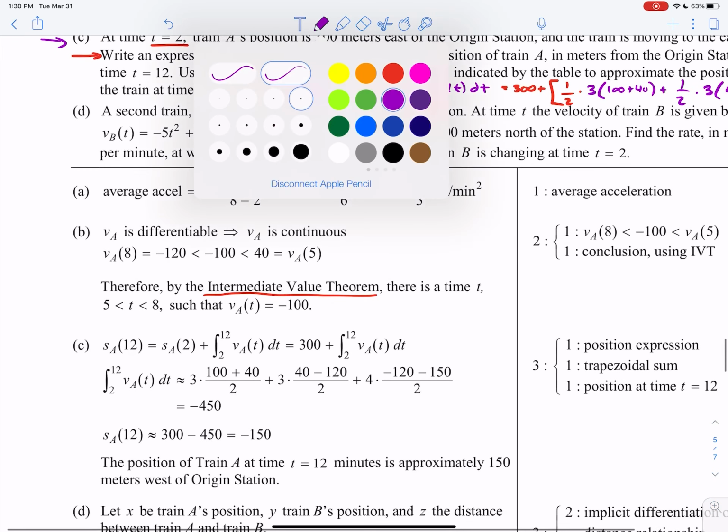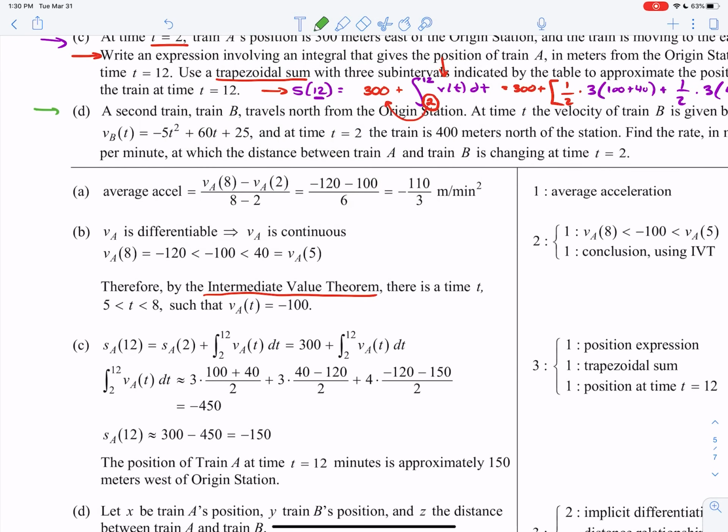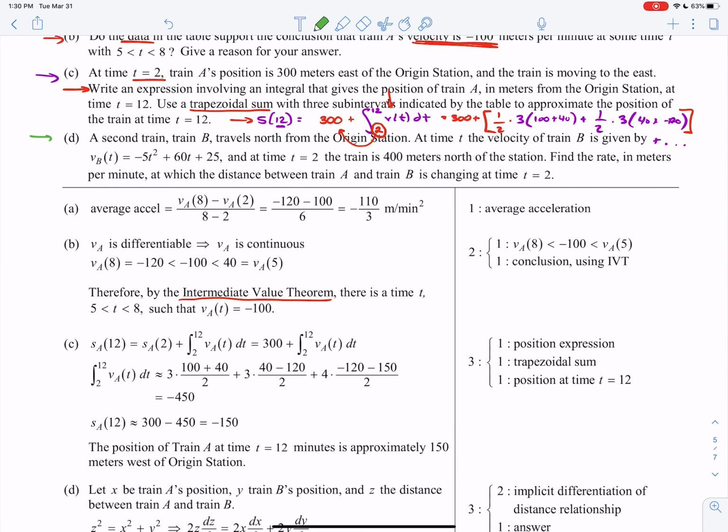Okay, here's the last part. They introduce a second train, train B, which is going north from the origin station. Origin station just means from (0, 0). At time t, they have this velocity model for train B, and they tell you at time 2, the train is 400 meters north of the station. The trick here is you actually have to draw this one out, and I'll draw it over here. Train B is heading north, and train A is heading east.